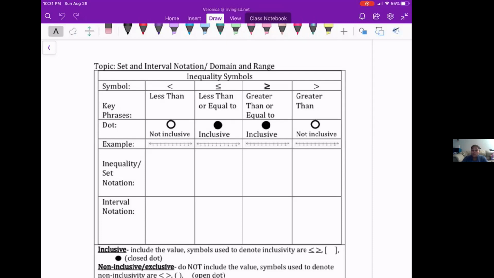So today we're going to be doing set and interval notation of domain and range. Hopefully y'all remember what domain and range is. Really the only new part is the interval notation, which really isn't that bad. Honestly, I think it's easier than inequality notation. So as a review, right?